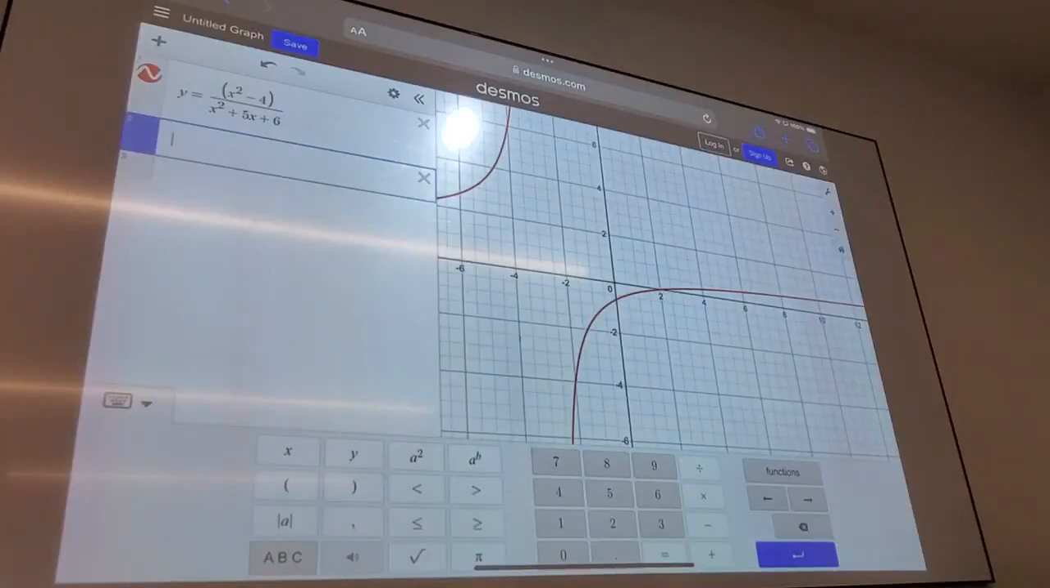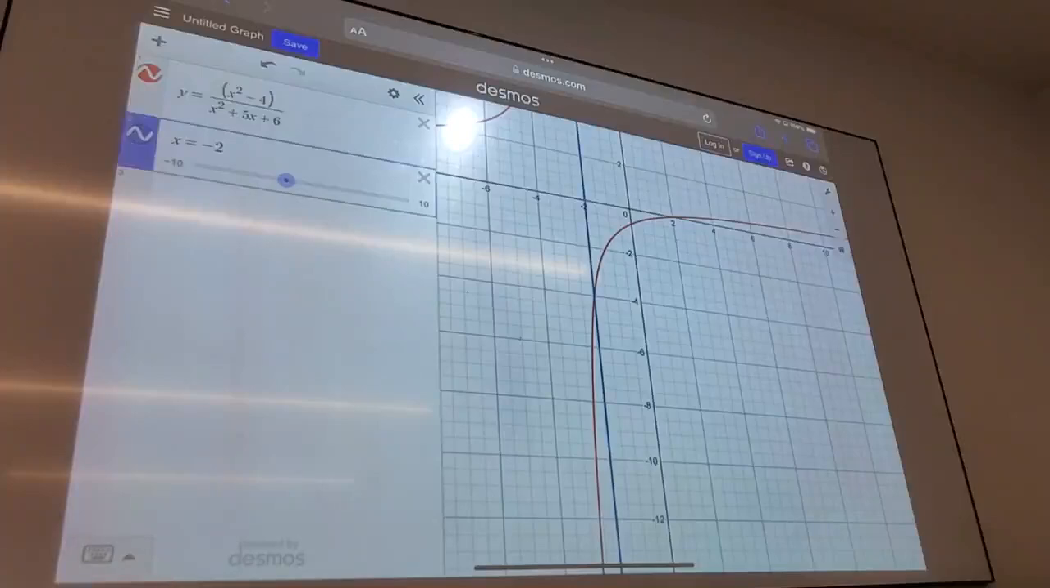If I put in here x equals -2. Does it understand this is -2? Let's see. Yes. And then I ask it to find the intersection. Will it do it? Oh, it actually says it's -2, -4. That's disturbing. All right, Desmos, you've failed.